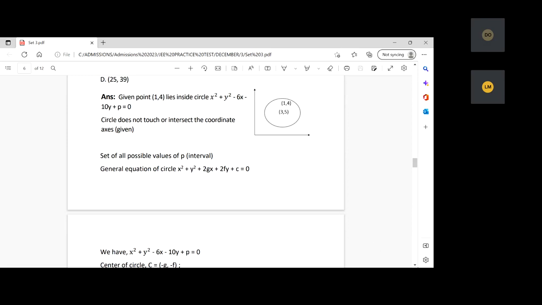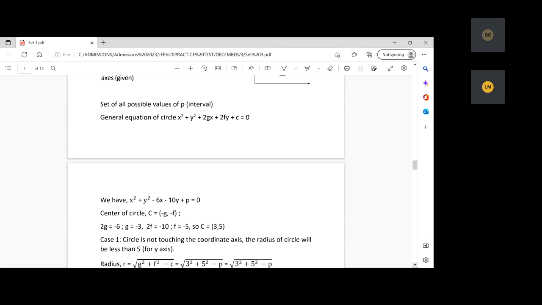You know the formulas, right? Once you study the circle chapter, you know how to find the center of the circle and the formula. So this is our general equation. From this, we can find the value of g and the value of f. The center is (-g, -f). Here 2g is equal to -6, so g is equal to -3. Similarly, 2f is equal to -10, so f is equal to -5. It's minus minus, so both values will be positive. So I have the center of the circle as (3, 5).